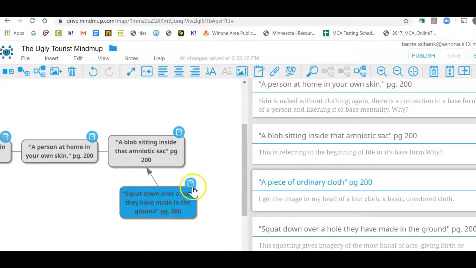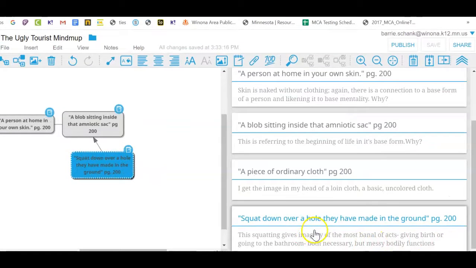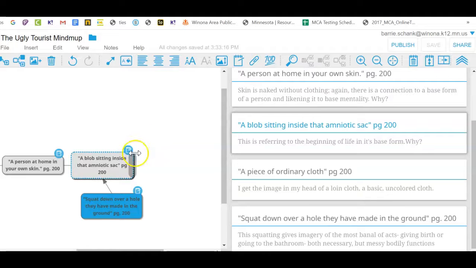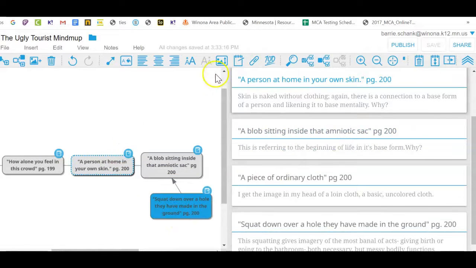And around each one of these, I've created a note where I can write some ideas down. This one talks about squatting gives imagery of the most banal of acts, giving birth or going to the bathroom, both necessary but messy bodily functions. A blob inside the amniotic sac. This is referring to the beginning of life in its base form. Why? A person at home in your own skin. Again, the skin is naked without clothing, and there's a connection to a base form of a person, and likening it to a base mentality.